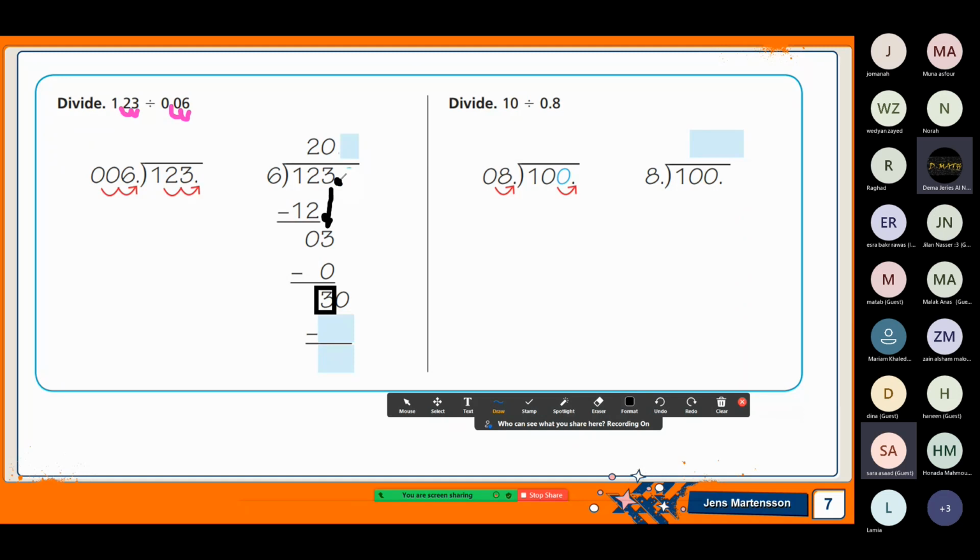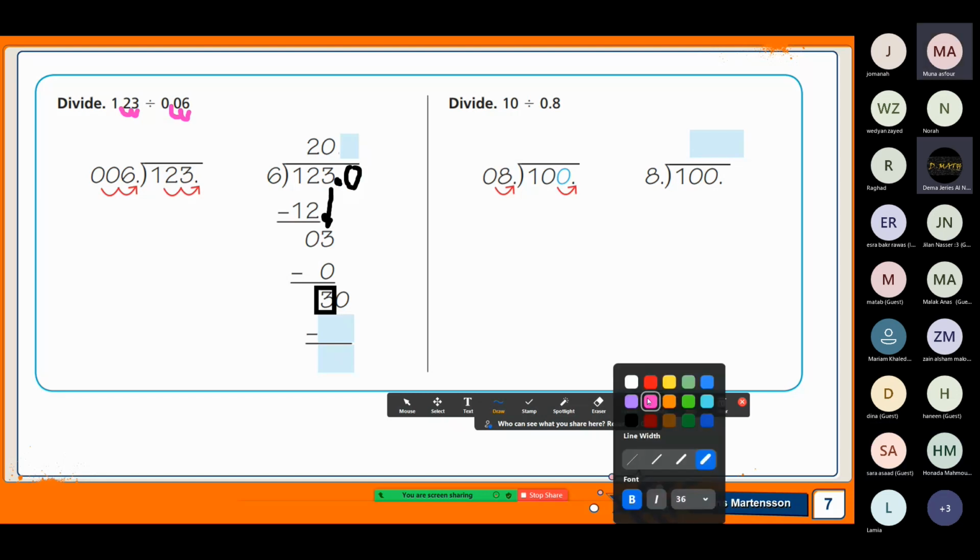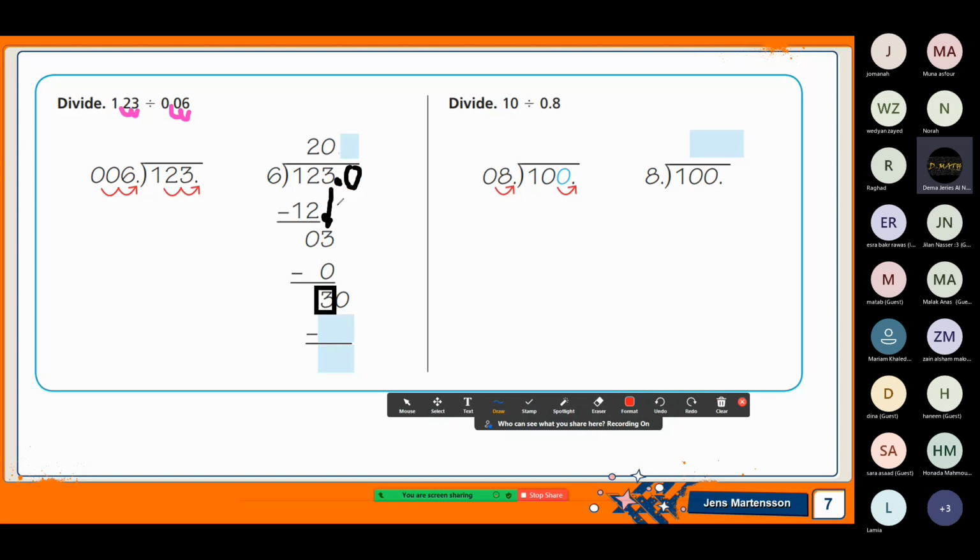It's 123. So I will add a decimal point and I will add the 0. Since I add it in the dividend, I must add it in the quotient. They must have 2 decimal points or no decimal points. So now I added a decimal point with 0.